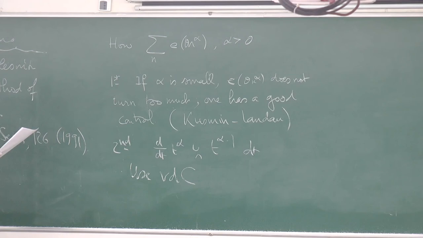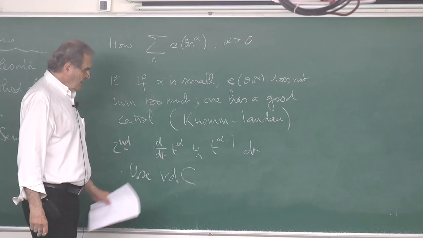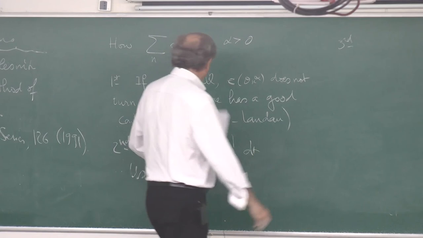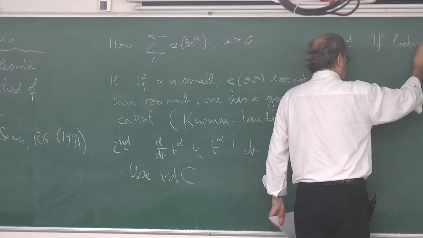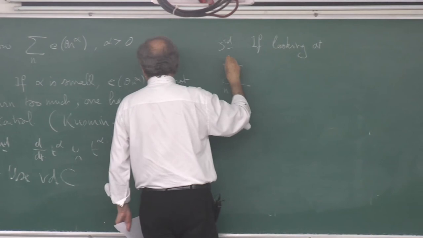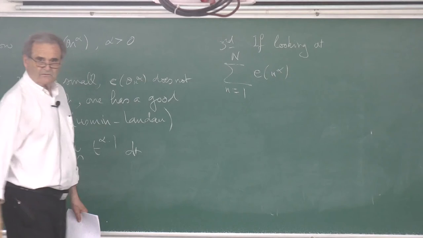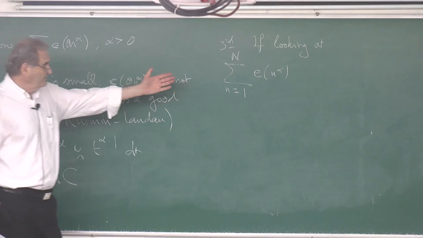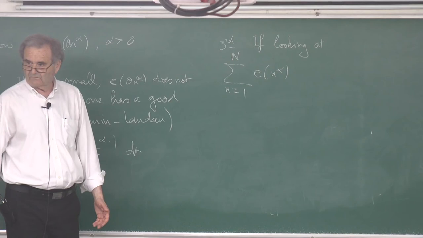Okay? Now there is something you have to understand: this is fine, but this is quite easy. But if you are looking at the sum from 1 to N of e of n to the alpha, you don't have a good control on the derivative. Because I said the derivative, if you are about at the value t, this is fine. You would like something to be controlled, to have something which is only up to a constant. But here, the derivative is between 1 and n to the alpha minus 1. This is very bad. So usually what you do is simple.